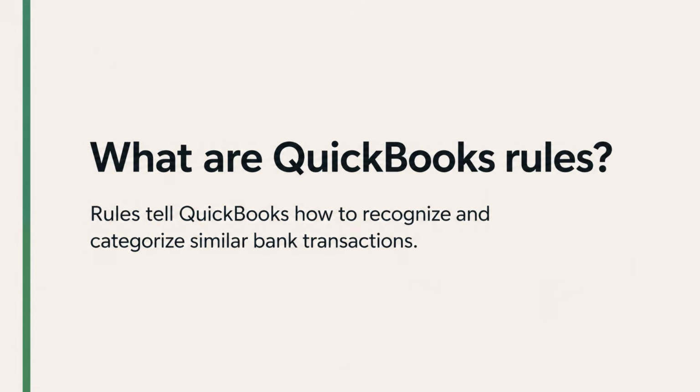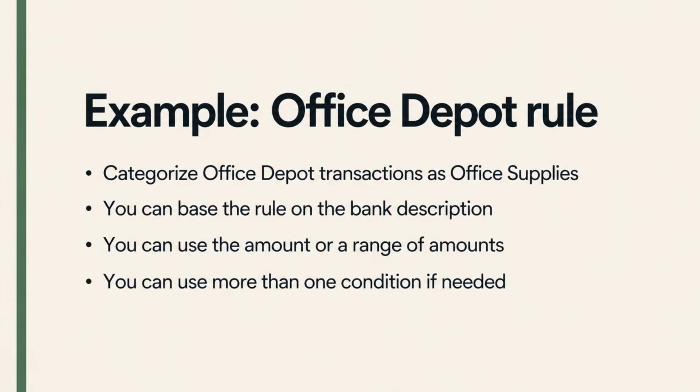So what are QuickBooks rules? They're a way to automatically categorize transactions in QuickBooks based on criteria you set. For example, you might create a rule that tells QuickBooks to categorize transactions from Office Depot as office supplies each time they appear. You can base a rule on the bank description, the amount, or a range of amounts, and you can also use more than one condition if needed.